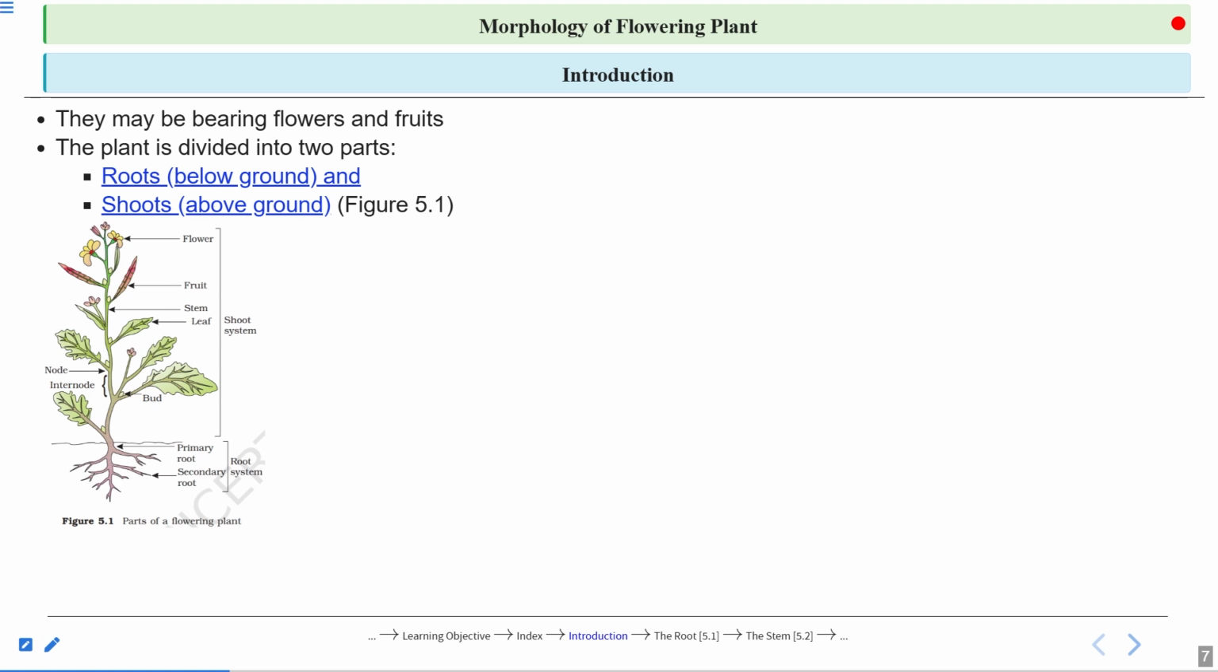Water is one of the raw materials. The second raw material is carbon dioxide. These are the two raw materials.